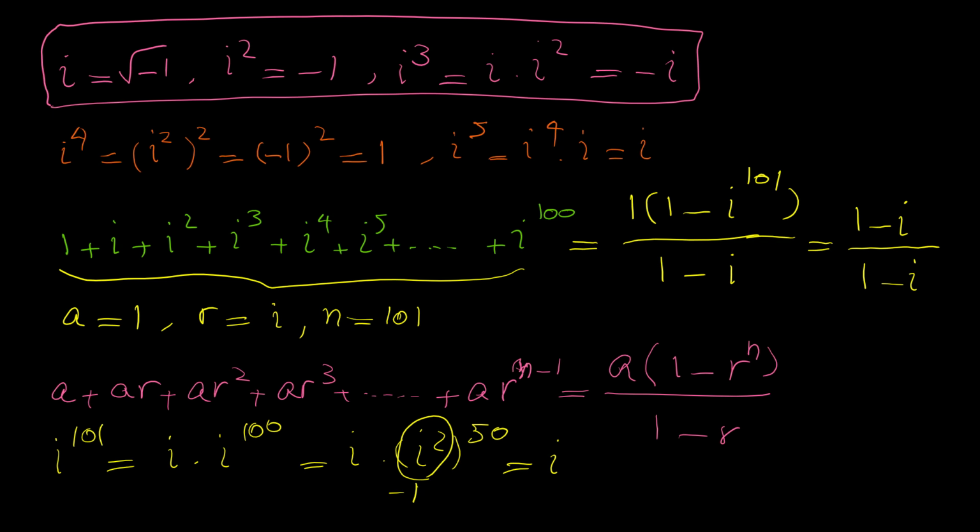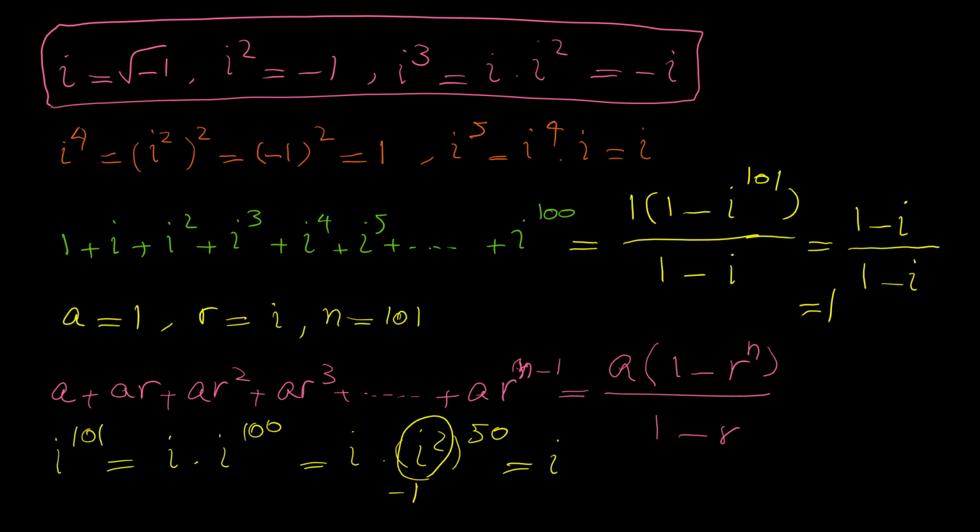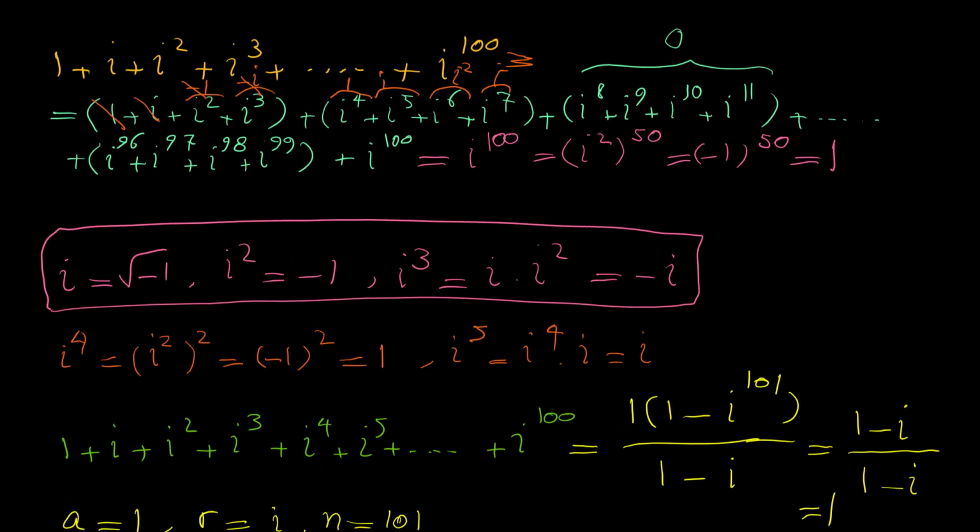Numerator is 1 minus I. Denominator is also 1 minus I. And pay attention, this 1, if you multiply it in this bracket, it's the same expression. It doesn't change anything. 1 minus I over 1 minus I equals 1. So this sum is 1. Same answer as the other method. It's up to you which method you like here. Do you prefer to use the direct method, or do you prefer to use the sum of geometric series formula?